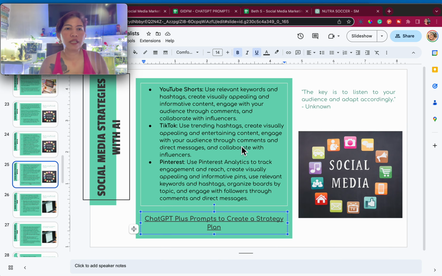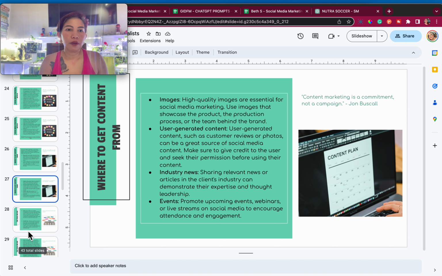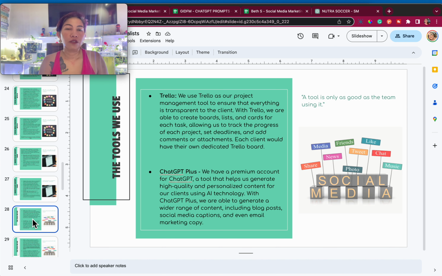So we have our ideal client profile. We know our purpose as their social media marketer. We know about the customer value journey already, and we are going to identify what type of post we need to do under each of those stages in the customer value journey. And now we have a strategy plan in place as well. So our next step would be to create the actual posts.